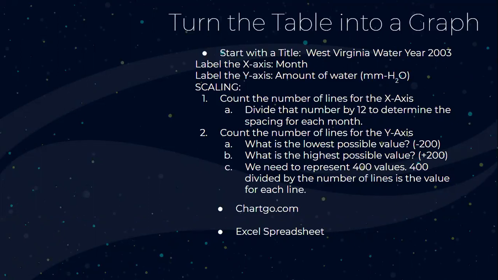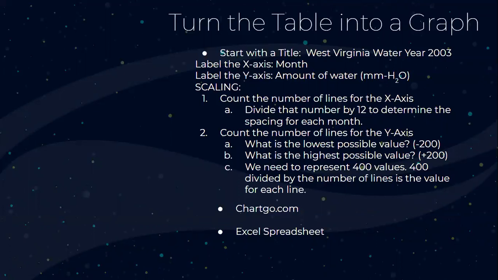Okay, number 2, you're going to do the same thing for the y-axis. Count the number of lines going up that are available to you to use. And if you haven't drawn your lines yet, you can plan this so that it gives you a nice round number. So what are we doing? Well, our lowest value needs to be on there at -200. Our middle value needs to be there in the middle. And our highest value needs to be there at the top, which is +200. So that's a representation of 400 different numbers that we want to fit on our vertical axis.